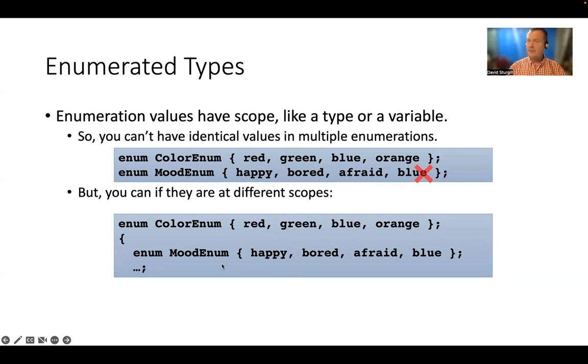If you define them in different scopes, like I'm doing down here at the bottom, the compiler's perfectly happy with that. If you write code after this second enumeration, since that's the one with the more narrow scope, if you say blue, it'll assume you mean this blue rather than this one. But if you define them at the same scope like this, the compiler's not going to be happy about that.